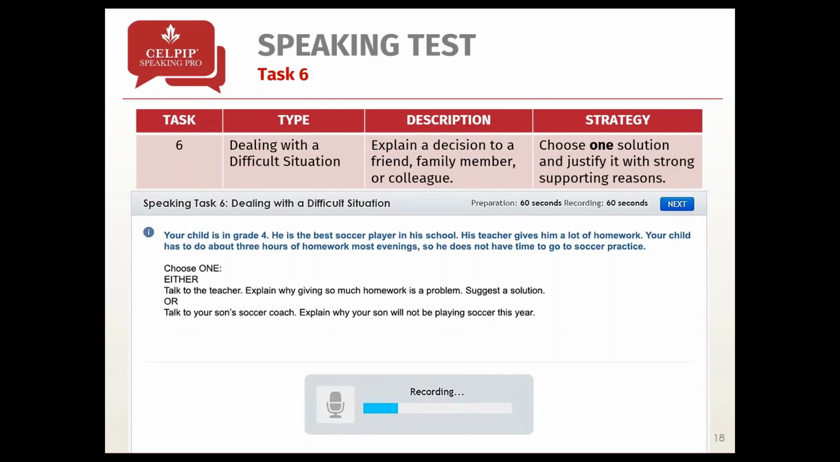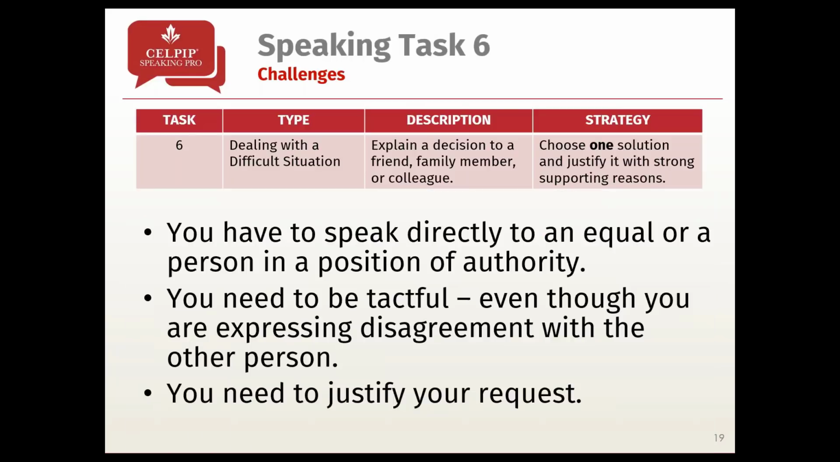Okay, so task 6 is all about a difficult situation. It's quite challenging. You are going to be presented with a situation and 2 choices, and then you're going to choose between the 2 things and explain your choice to somebody, depending on the situation. So you need to be able to justify your choice with really good reasoning.